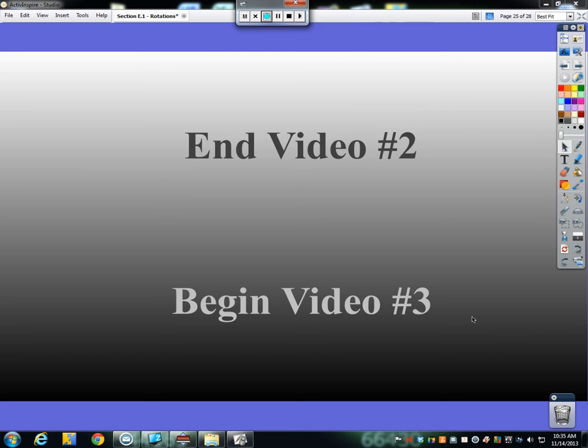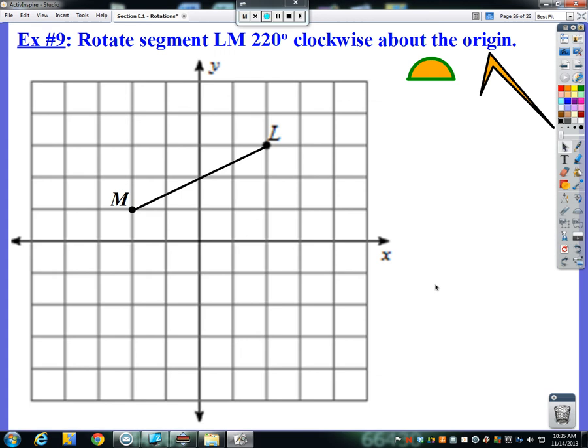In our last video for our rotation series, we're actually going to use the protractor and compass for this video, so make sure you have those handy. And so the first problem we're going to look at is we just have a segment, LM, and we want to rotate it 220 degrees clockwise about the origin.